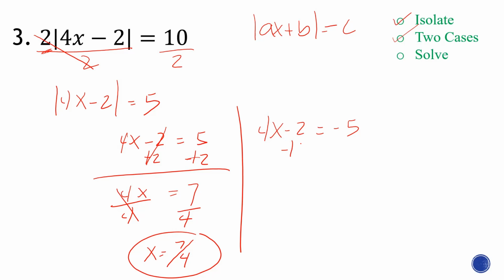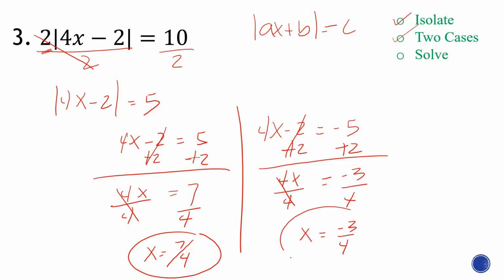On the right side, we have plus 2, cross that out. This will be negative 3. So 4x equals negative 3. We divide both sides by 4. Therefore, the answer is negative 3 over 4.